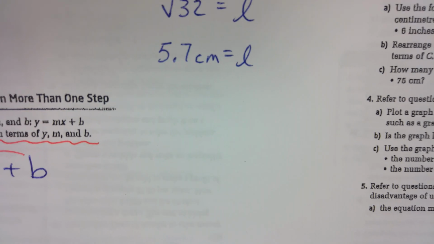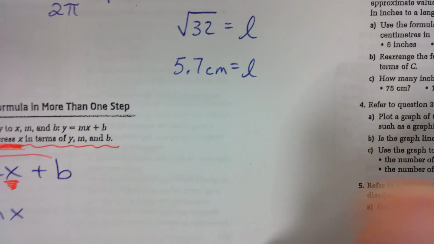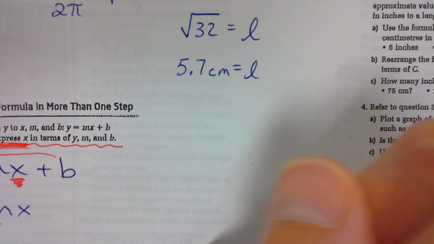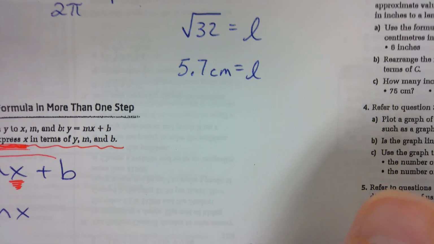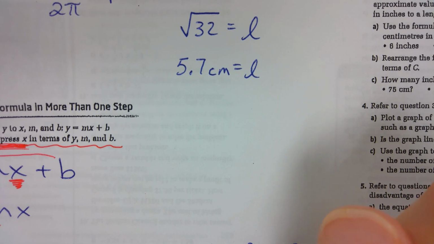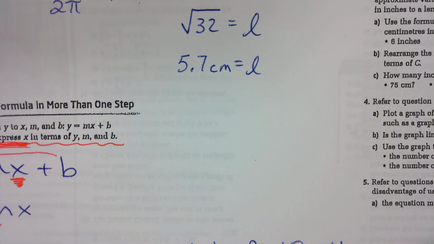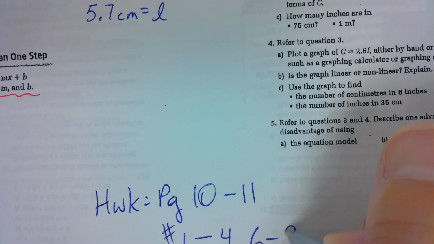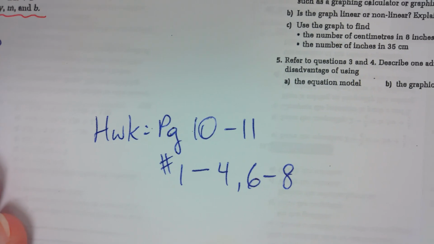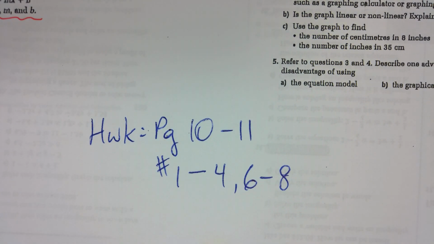I will say, do page 10, number 10 to 11, number 1 to 4, and then 6 to 8. Or AKA 1 to 8, skip number 5.